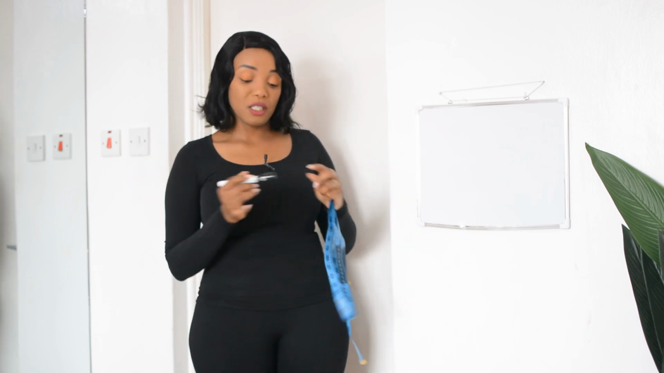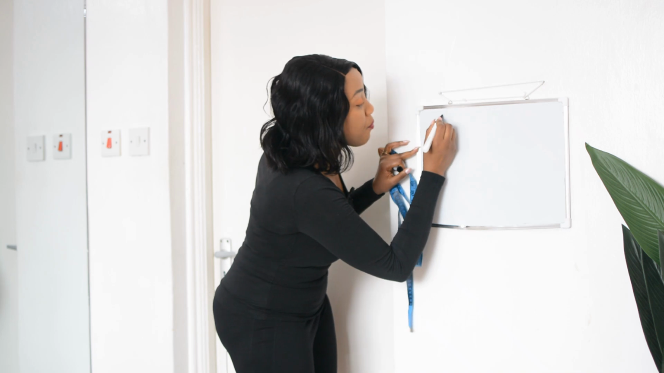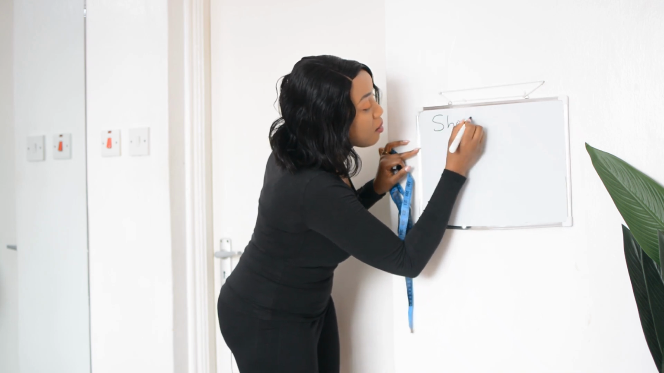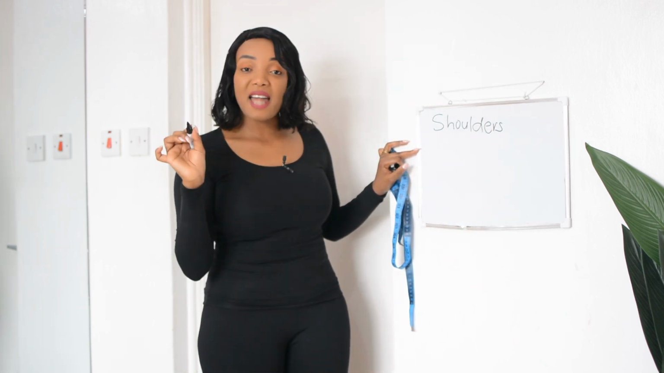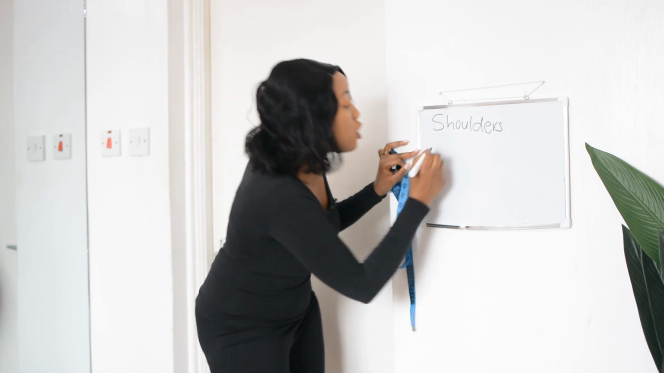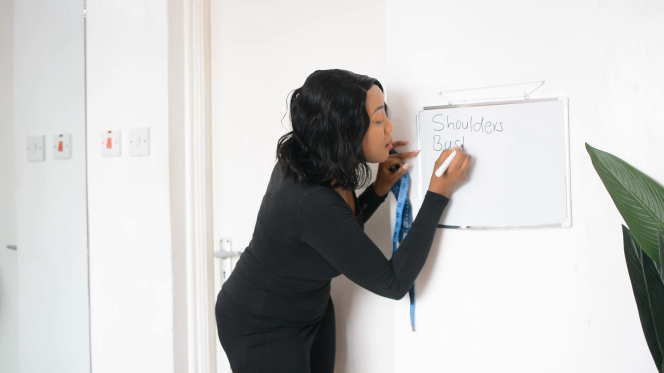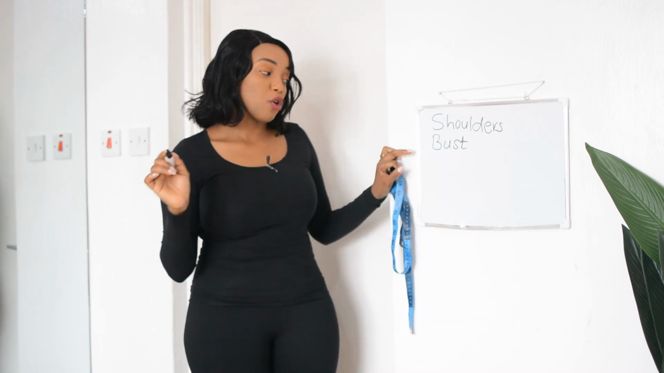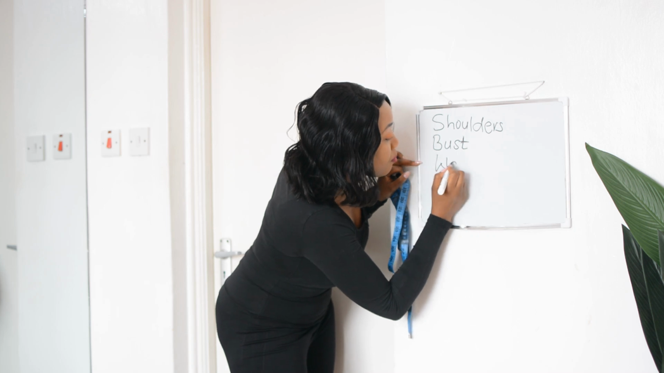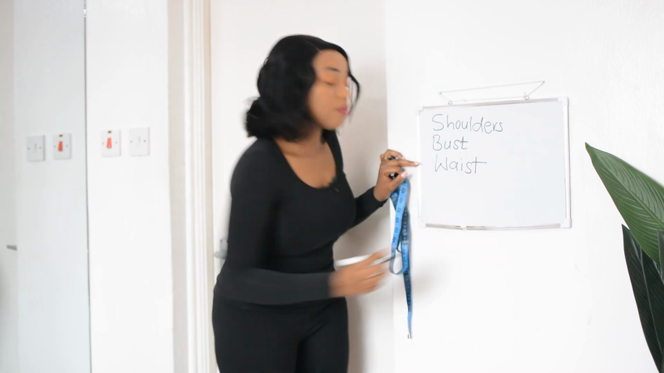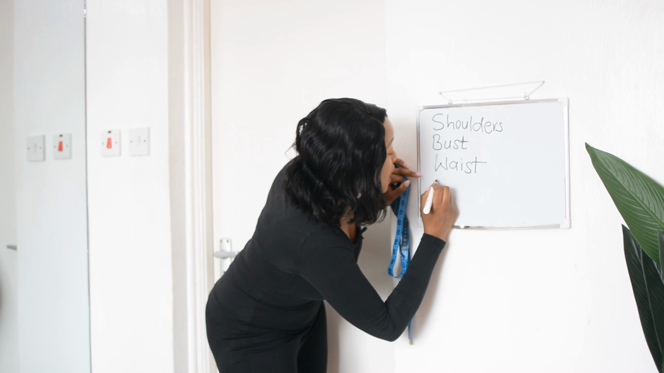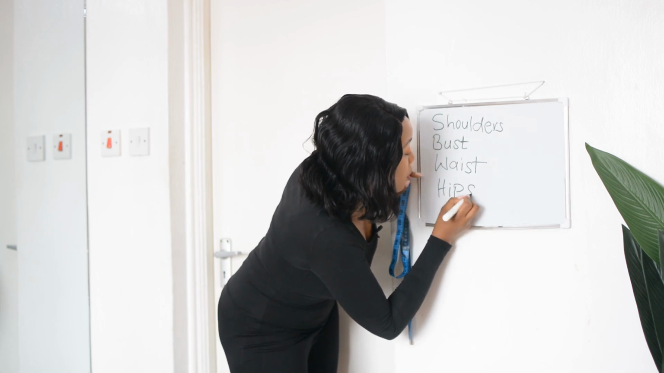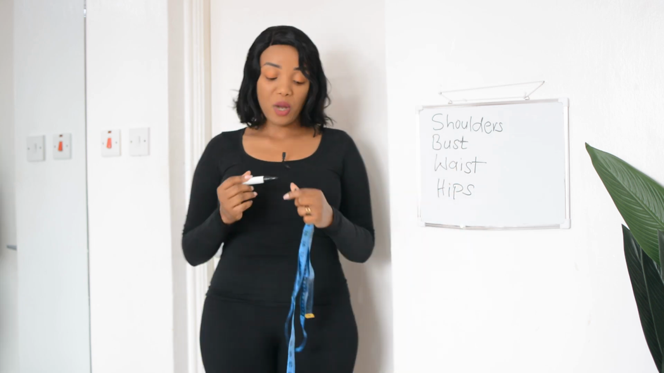To determine your body type, the first thing you need to do is to know the measurements of your shoulders. Shoulders, very important. The other thing that you need to know the measurements of is your bust area, or your bust. The other part that you need to know your measurement of is your waist. And last but not least, the measurement that you require is your hip area, or your hips. All right, so that is what we are going to be working with for our video today.